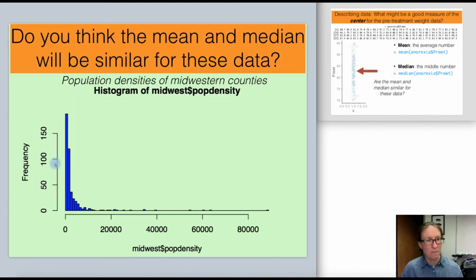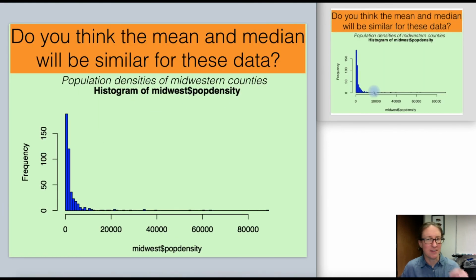Okay. So here's another question for you with another data set. Do you think that the mean and the median are going to be similar for these data here? So this is just showing a histogram of the population density of counties in the Midwest. So it could go anywhere from 1 or 0 to over 80,000. Okay, and then on the y-axis is the frequency. So the number of counties that have a given population density. So there are some points down here. So there are some counties that have densities of upwards of 60,000.